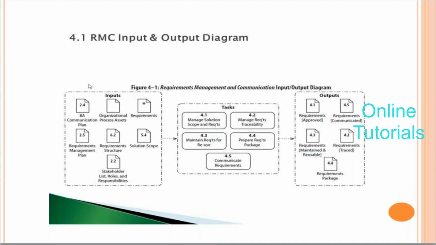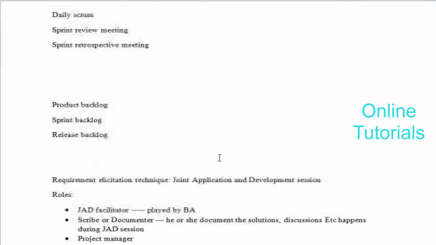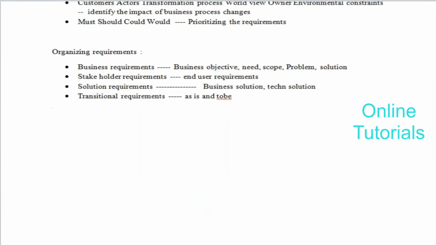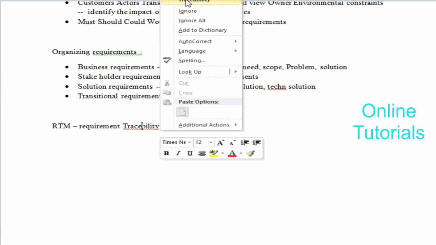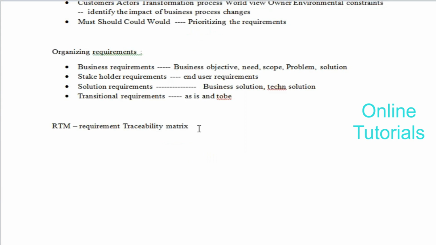In requirement management and communication, the first and foremost thing we do is called RTM. Let me write it down here. We call it RTM, which means requirements traceability matrix. Absolutely, requirements traceability matrix.